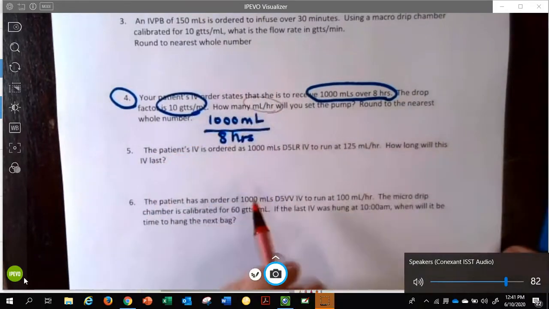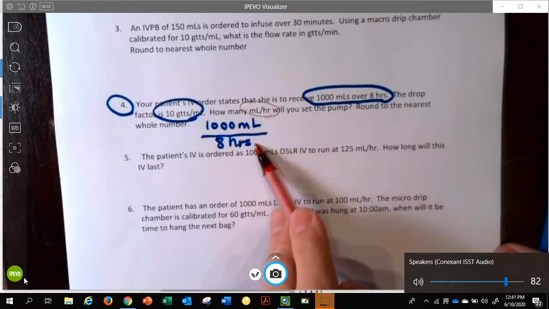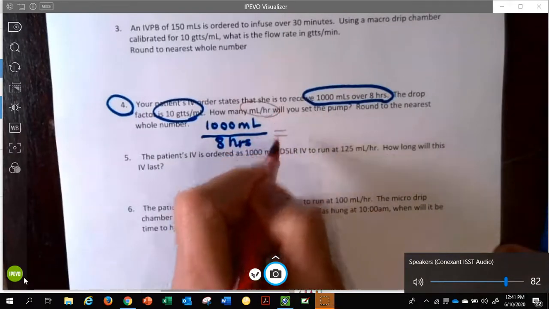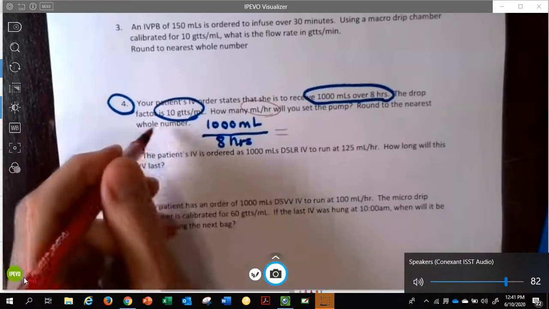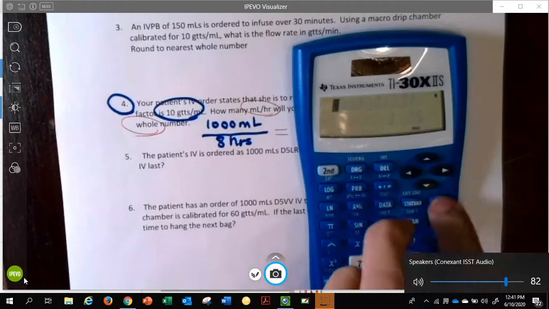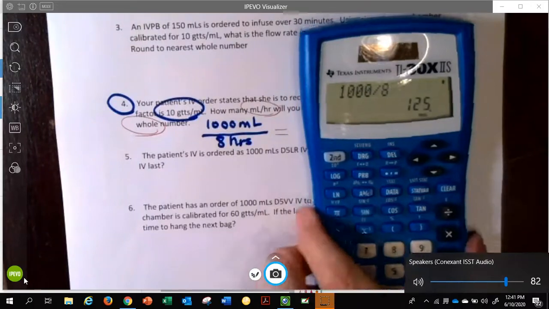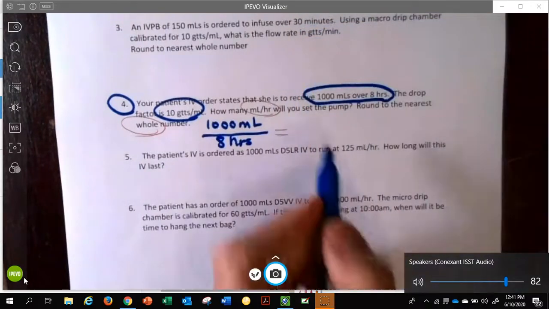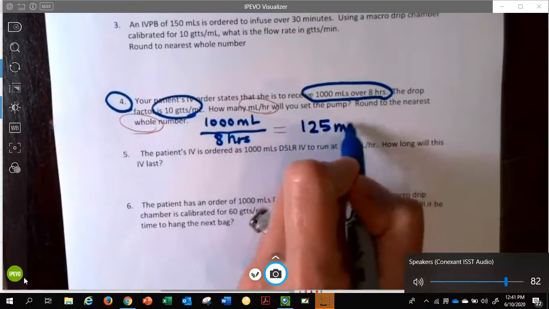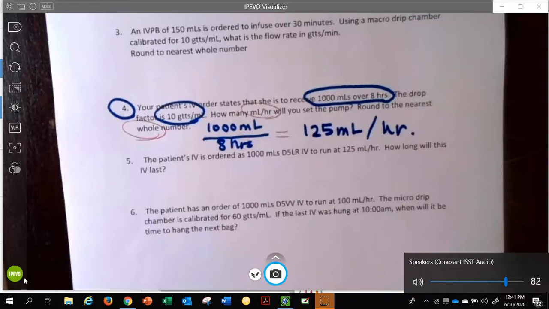Wait, what? How many milliliters per hour? That's what I already have. If that's what I already have, I'm basically done. And it says round to the nearest whole number. Well, I'm going to take my 1,000 and divide it by 8, and I get 125, which is a whole number. I'm going to have 125 milliliters per hour. I'm done. But I would stop the video.